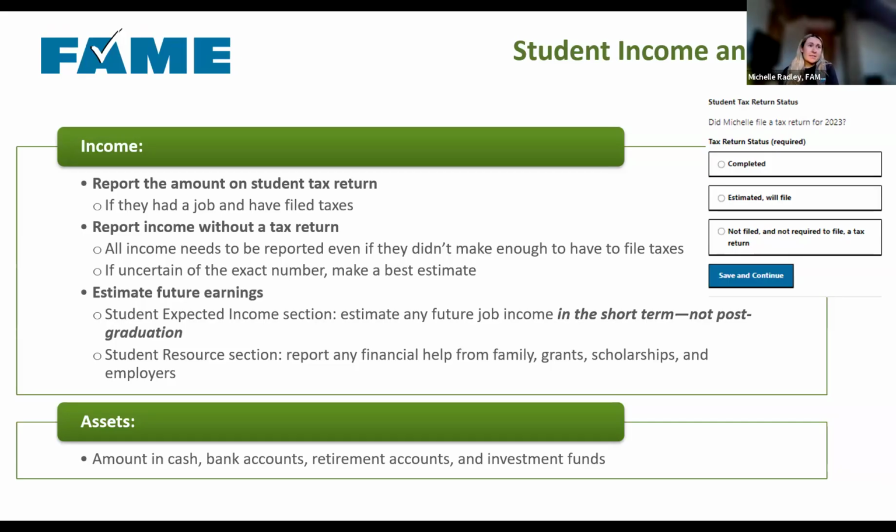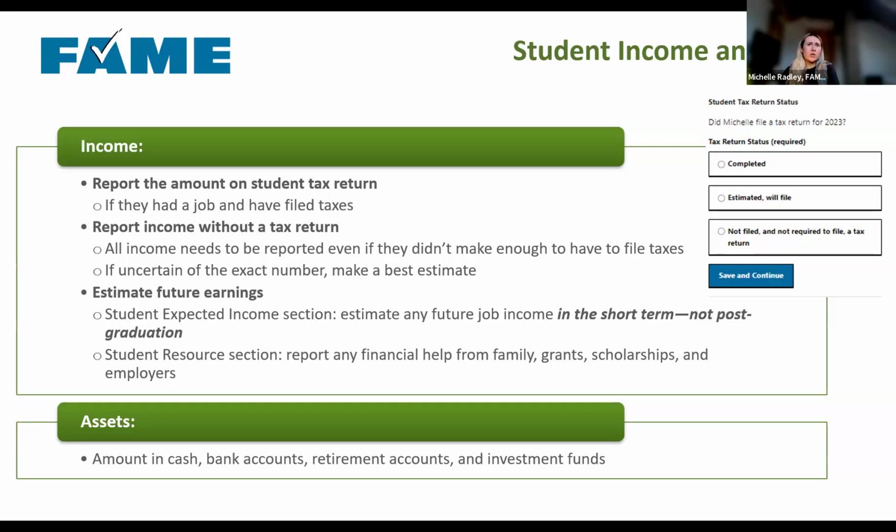Another piece that's asked, similar to the parent portion, is an estimate of future earnings, so a projection of that. This is different than the parent portion. For the student, it's an estimate of any sort of future income in the short term, so not post-graduation. They're looking for what is going to basically end out that year, and that's what they want you to attest to regarding future earned income.